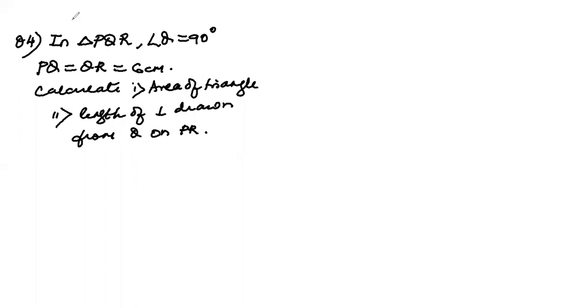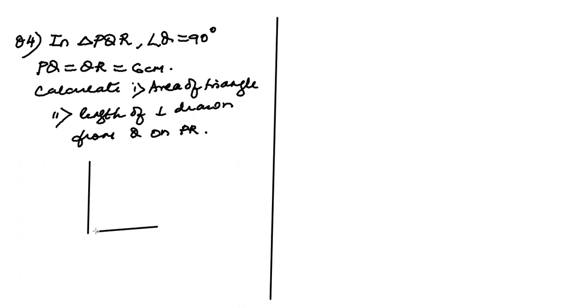Now, this question number 4 is identical to question number 3. Only the names and the lengths of the sides are different. In triangle PQR, angle Q is 90. That means I draw a right angle triangle and mark Q as 90 degree. PQ is 6 centimeter, QR is 6 centimeter.